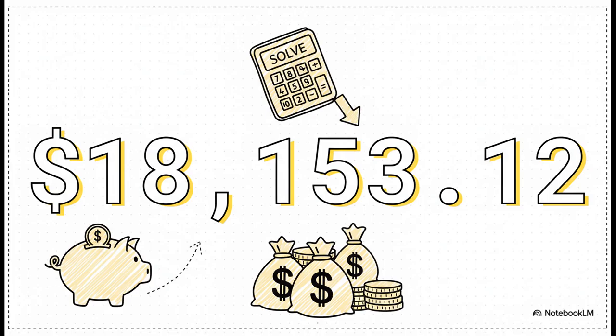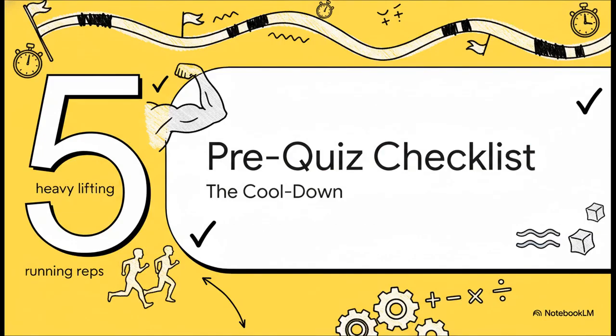So once everything is plugged in, you just solve for the one you left blank. In this case, PV. And there's your answer. Arlene needs to put in just over $18,000 today to hit her goal in 5 years. All right, you've done the hard work. You've done the powerlifting. Now it's time for the cool down. Let's just run through a final checklist before you jump into that quiz.